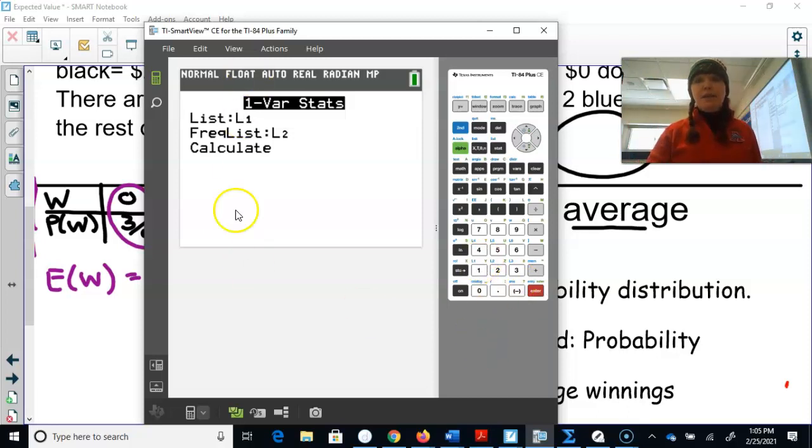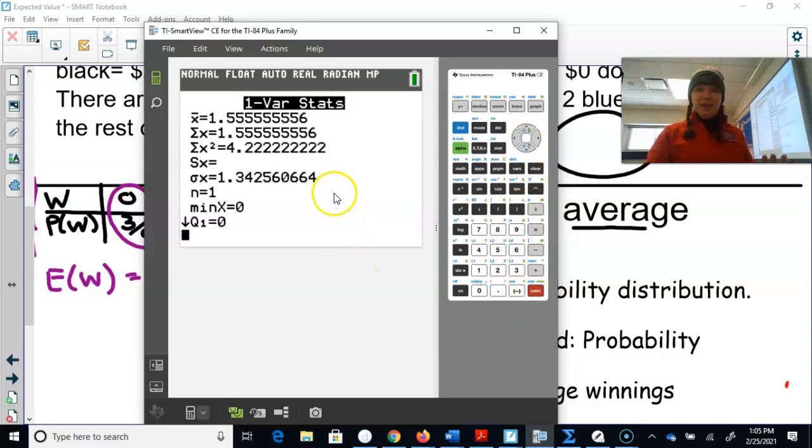But if you see my screen right now, you want to make sure it matches up to what I see. You want your list 1, that stands for your outcomes that you're looking at. And then the frequency of the list is our probability. So I need to put L2. If I don't have that, I hit second and L2. Again, the old calculator people, you'll just see one variable stats in your home screen. Just hit enter and it will calculate what we need. The rest of us are going to hit enter and calculate here.